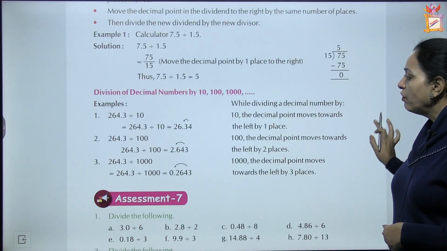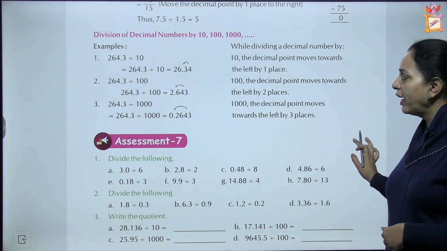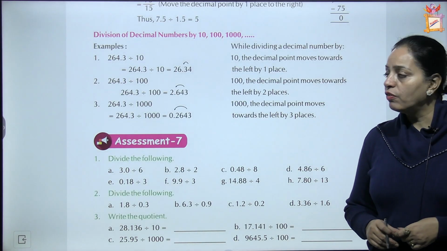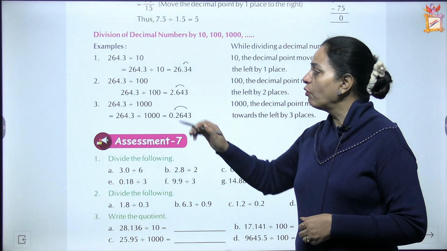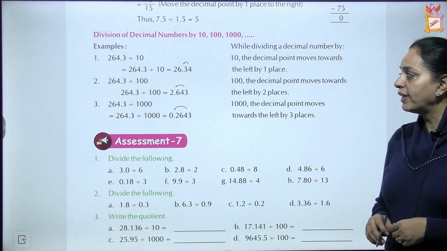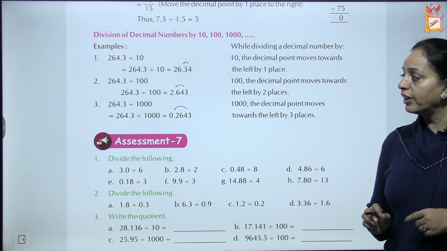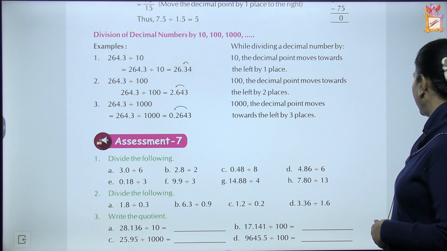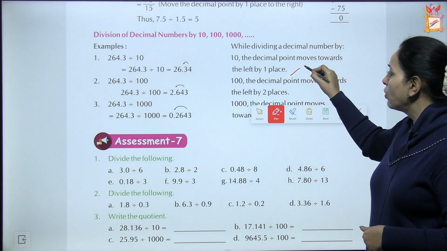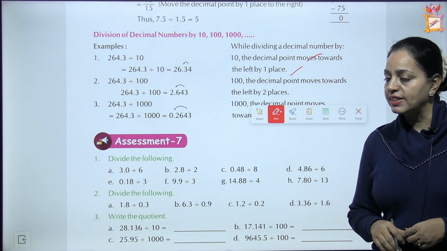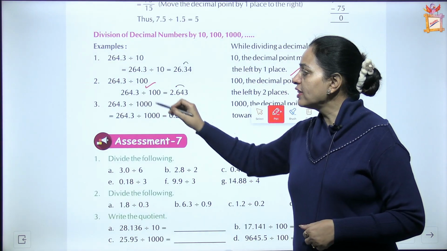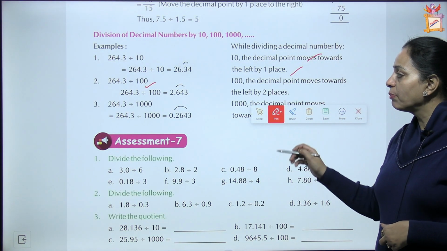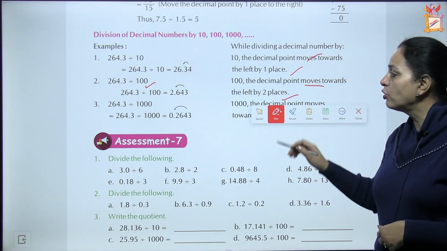Okay, now division of decimal numbers by 10, 100 and 1000 we can also do directly. Like the first one, 264.3 divided by 10. So now we will shift the decimal towards left. So while dividing a decimal number by 10, the decimal point moves towards left by 1 place. The second, 264.3 divided by 100. Now shift the decimal towards left by 2 places.